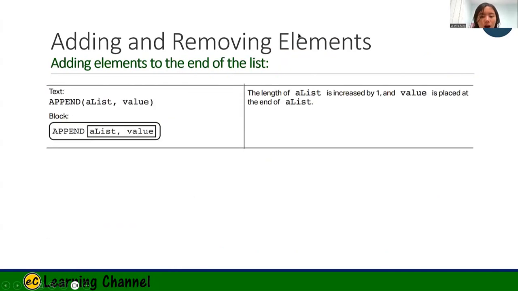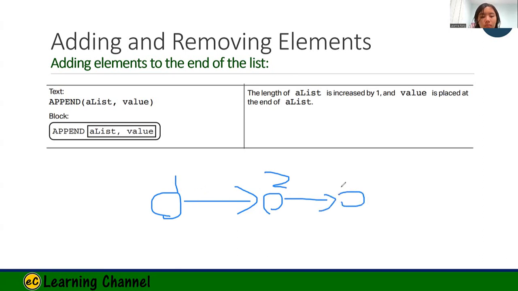Append is where you have a list. Assume your index is 1, 2, 3. Append 4 means that after here you create a new node and put the number 4 in there. Okay.